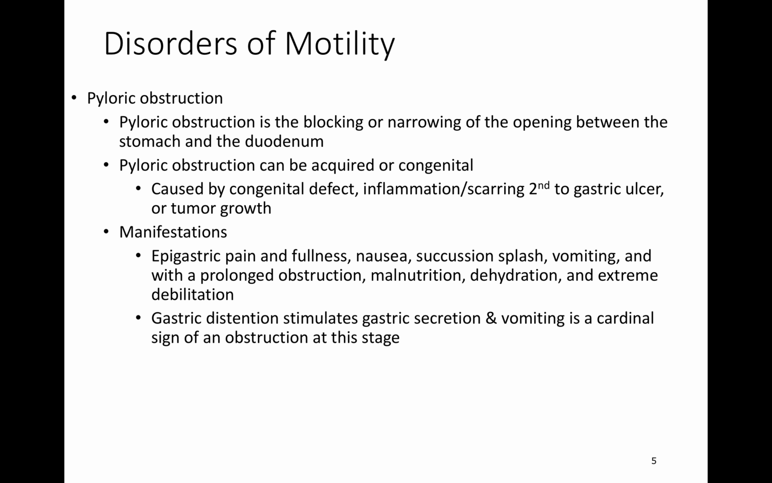Malnutrition, obviously, if we're not getting anything in. Dehydration, same thing. We're not absorbing fluid. And extreme debilitation. Gastric distension, meaning it's getting bigger and bigger, stimulates gastric secretion, and vomiting is a cardinal sign of an obstruction at this stage. So the stomach is getting bigger and bigger and is stimulating vomiting because it can't go down because of an obstruction. Pyloric stenosis is what we call it. It can be caused by a congenital defect or inflammation. Oh, I already put that in there. Okay, good.